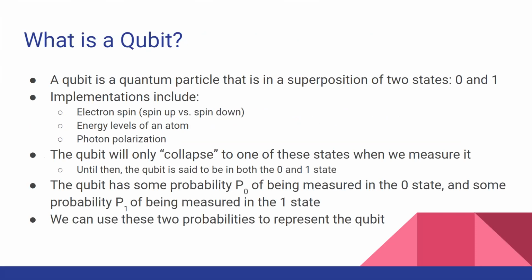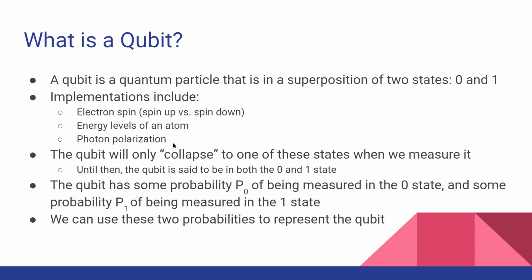This means that if we were to measure this qubit, if we were to figure out what state it's in, it will have some probability of being measured in the 0 state and some probability of being in the 1 state. And while we are not measuring it, while we just leave the particle alone, it's said to be in both of those states with those probabilities. We only know which state it's in for sure once we measure it.